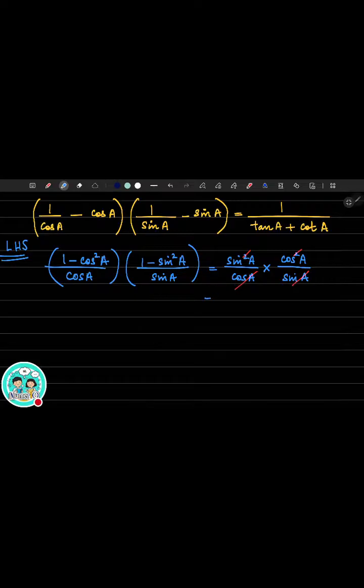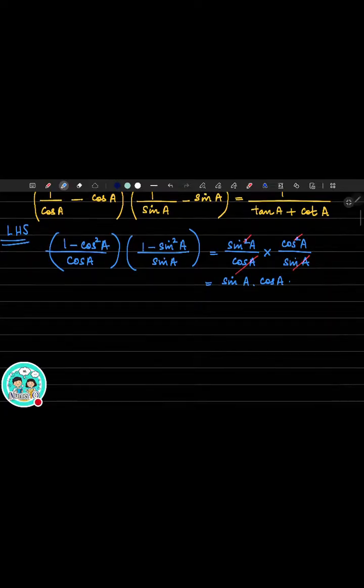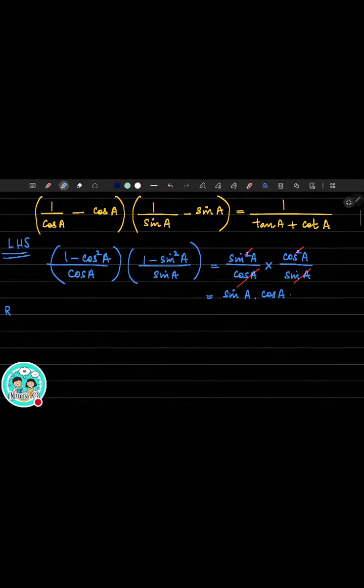This will leave us with a product of two terms, which is sin A into cos A. Let's leave it as it is and switch to our RHS, and let us also solve RHS and then prove LHS equal to RHS. So here you have 1 by (tan plus cot). Tan is nothing but sin by cos, plus cos by sin. Take the LCM.